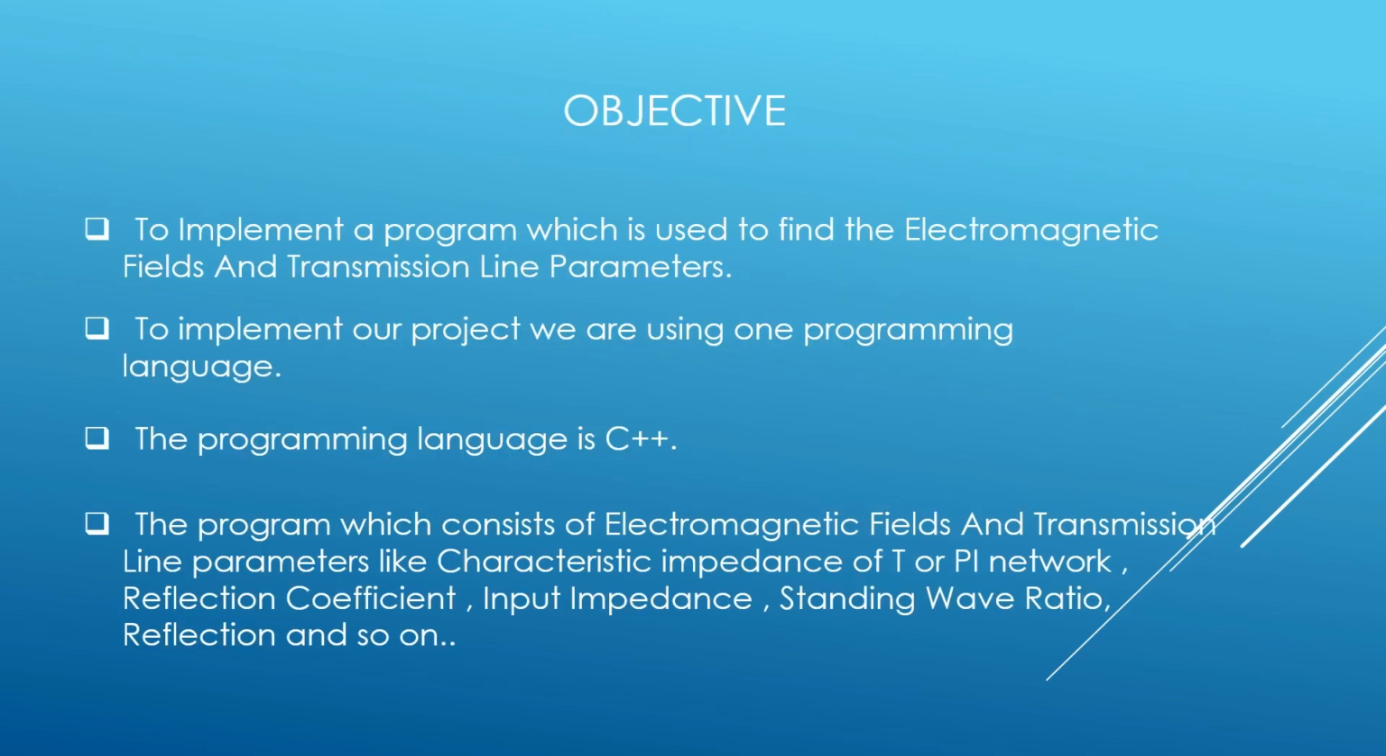Objective: to implement a program which is used to find electromagnetic field and transmission line parameters. To implement our project, we are using one programming language. The programming language is C++. The program consists of electromagnetic field and transmission line parameters like characteristic impedance of T or pi network, reflection coefficient, input impedance, standing wave ratio, reflection, and so on.